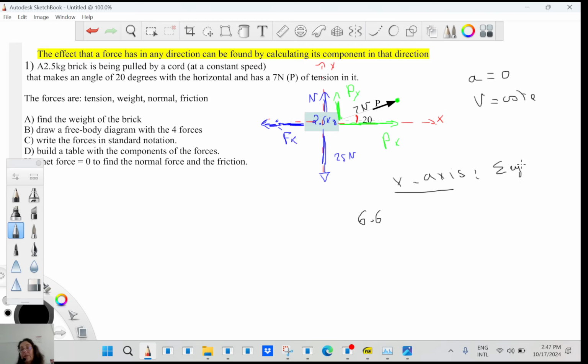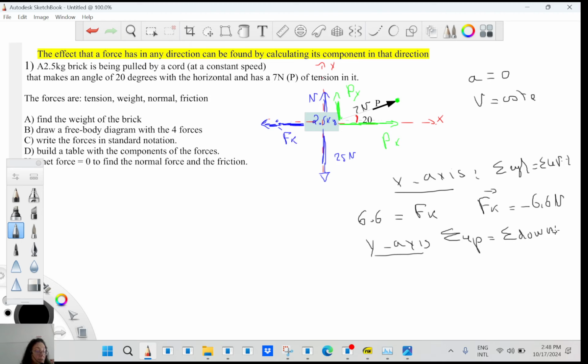So it's in equilibrium. So everything to the right equals everything to the left, right? In magnitude, I only take the magnitude. So 6.6 to the right equals the kinetic friction. So it's in magnitude. So the vector will be negative 6.6 Newton. Agree? So that will be the kinetic friction. And then the normal force, you see, along the y-axis, everything up equals everything down.